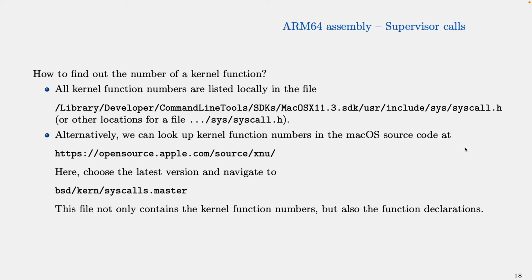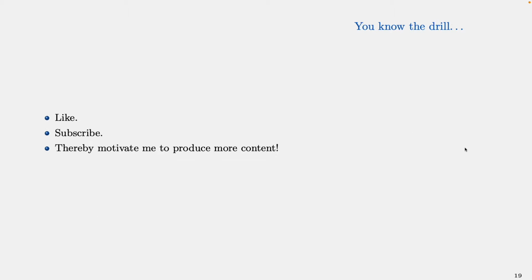Okay, so now you know how to find system call numbers, and that's the end of my quick overview of ARM64 assembly programming. In the next video, I will show you how to write a bind shell on macOS using what we learned in this video. And after that, I will show how you can write a reverse shell.